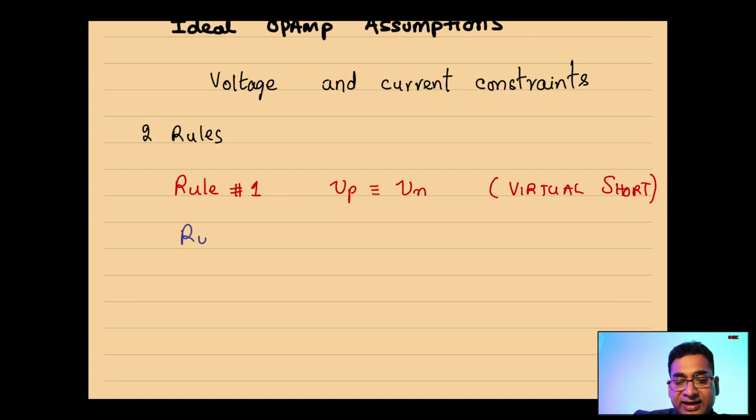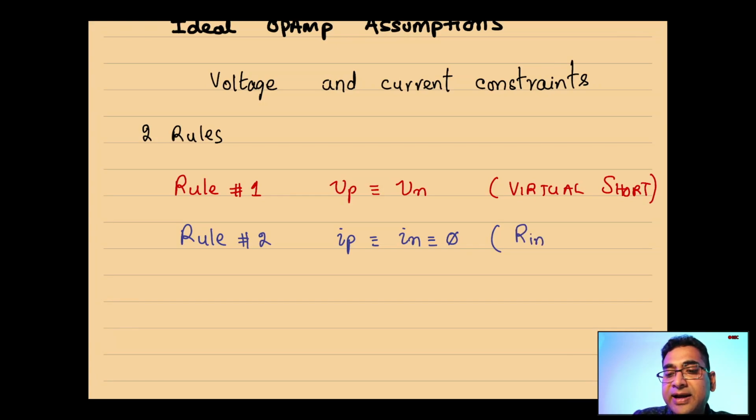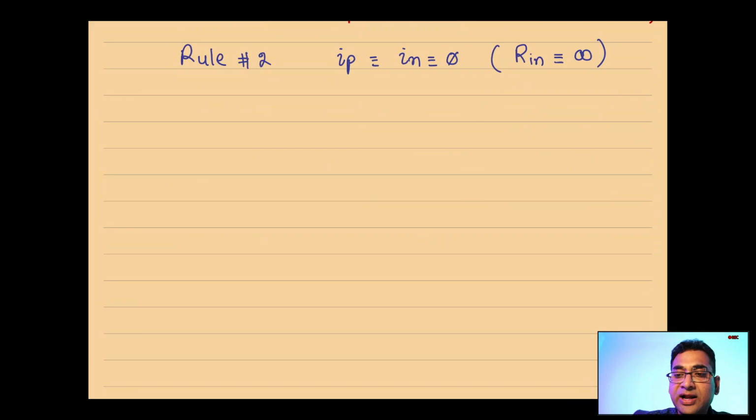The second rule is Ip equals In equals 0. I'll show you what it means in the circuit diagram, but this is called R input. Input impedance looking into the op-amp is infinity. So let me show you what these rules mean.